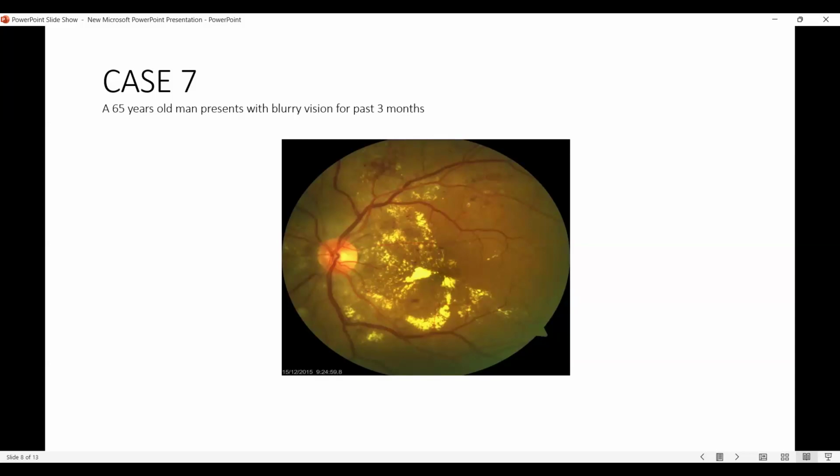And for severe non-proliferative retinopathy, we have the 4-2-1 rule: severe retinal hemorrhages in all 4 quadrants, significant venous beading in at least 2 quadrants, and intraretinal microvascular abnormalities in at least 1 quadrant. Very severe non-proliferative diabetic retinopathy is any 2 of the 4-2-1 rule. If it is present, it is very severe NPDR.